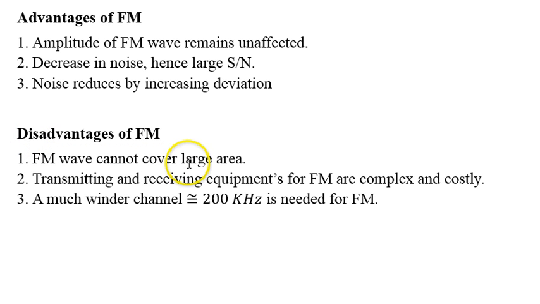A disadvantage of FM is that the wave cannot cover larger areas, because FM waves operate at VHF and UHF frequencies, so they cannot cover large distances, maybe 50-60 kilometers at ideal distance. Transmitting and receiving equipment of FM is complex and costly. The last point is that a much wider channel bandwidth is needed: 200 kilohertz for FM, while in AM you need hardly about 10 kilohertz, even if you transmit both sidebands. If you transmit with a single sideband, it's only 5 kilohertz. So you need a much larger bandwidth in the case of frequency modulated systems.